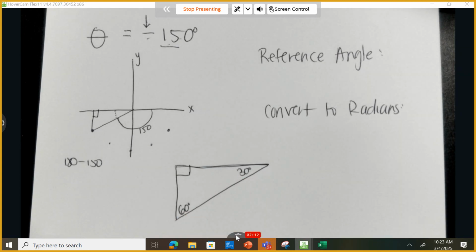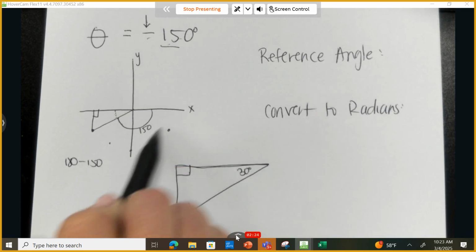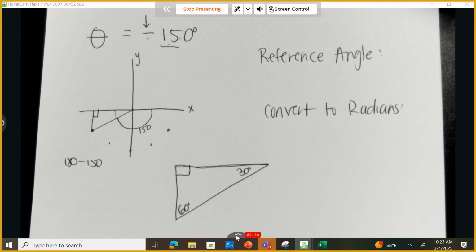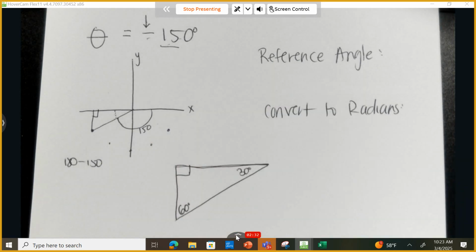Is it always going to be 30? Nope. We're going to do the next one. It could be 60, it could be 45. Okay, so now, Andy, do you understand how I got 30? I have one question. How did you get 180? Because half of a circle is 180. Do you always do it like that? It's always back to the x-axis, every single time. Whether it's above or below, it's always back to the x-axis.